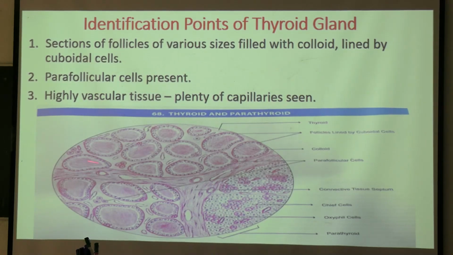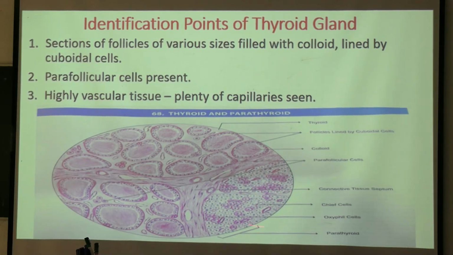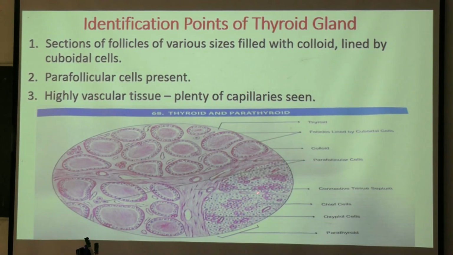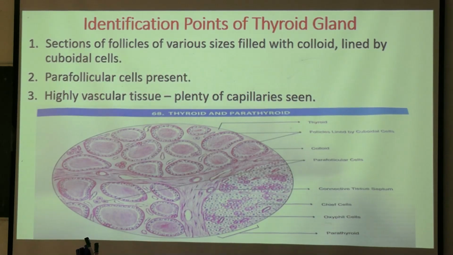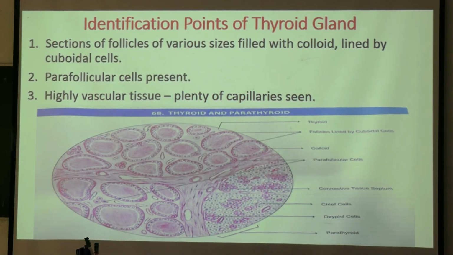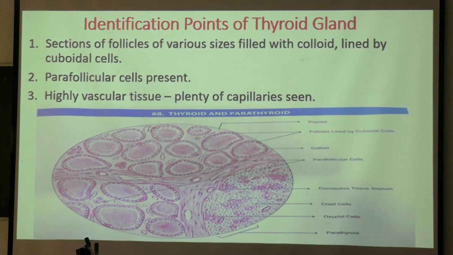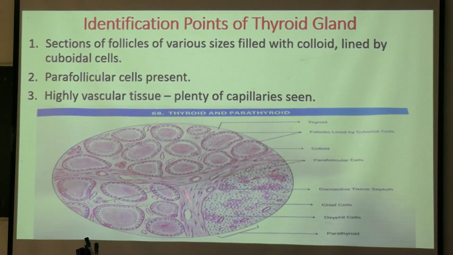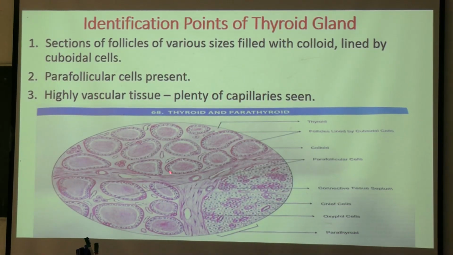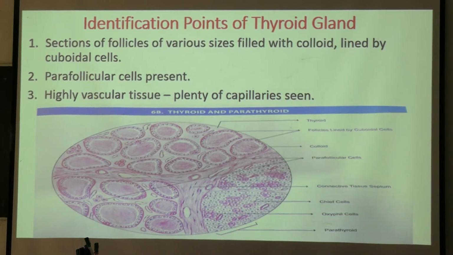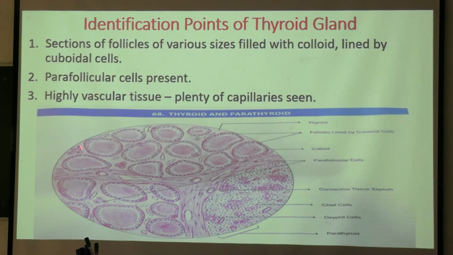In the septa you can see sections of arteries and veins, and this part is showing the parathyroid gland. The pink ones are the oxyphil cells, and the rest are the chief cells. Chief cells are more in number than the oxyphil cells, and oxyphil cells increase in number with age. Highly vascular tissue, plenty of capillaries are seen. These are sections of capillaries in between the follicles, and within the septa also you can see capillaries, arterioles and venules, and these are the parafollicular cells.